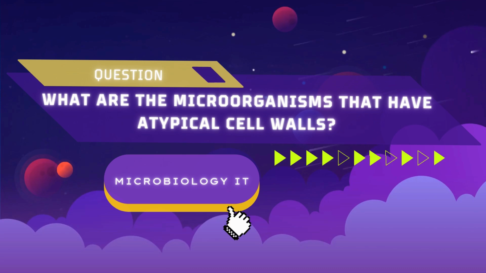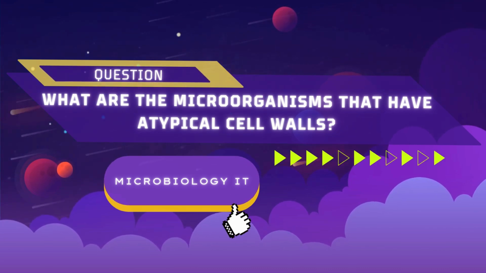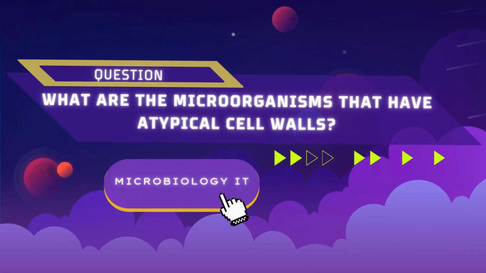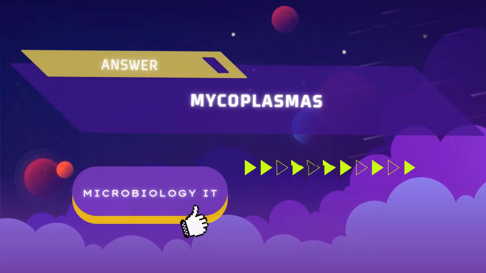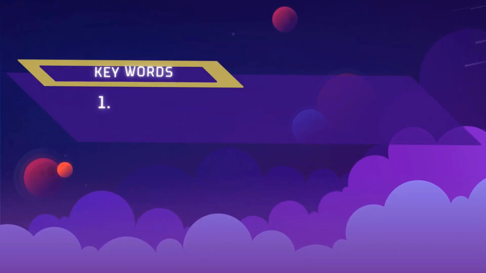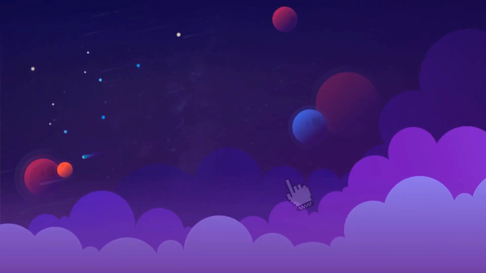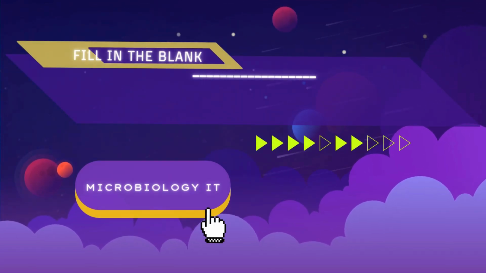Question number 2. What are the microorganisms that have atypical cell walls? The answer? Mycoplasmas. Keyword to remember, of course, is mycoplasmas. It's time to fill in the blank.